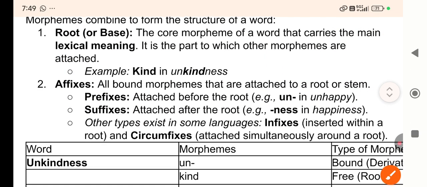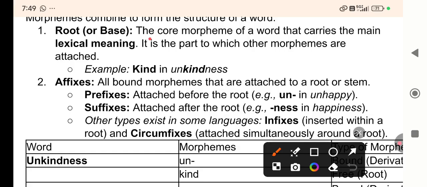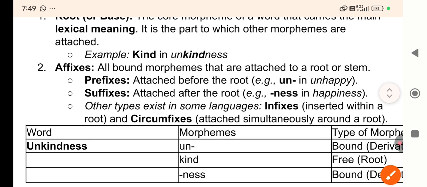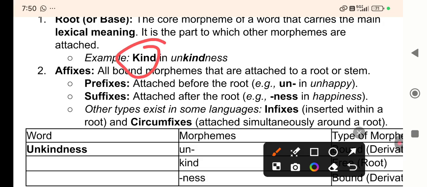The free morpheme, or root or base, is the core morpheme of a word that carries the main lexical meaning. These are the core morphemes which can stand alone. It is the part to which other morphemes are attached. So this is the main part, the base, and that is why it is called base or root. In the root or base, bound morphemes are attached. An example is kind. Kind is the base or root, and then prefix and suffix.